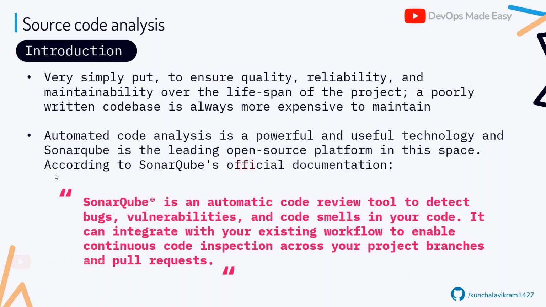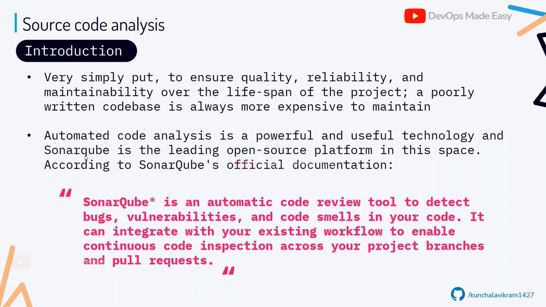What will happen if these bugs keep on repeating, keep coming up from various parts of your application? What if a small bug which was not identified during the development phase caused huge losses to your company? We cannot have that, right? Automated code analysis is a powerful and useful technology, and SonarQube is one of the leading open source code analysis utilities, or software, in this particular space.